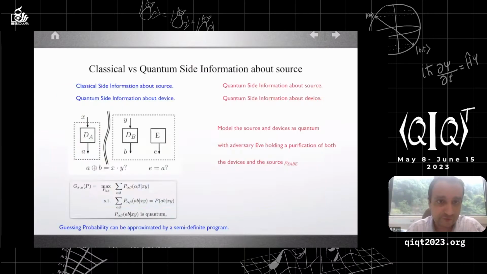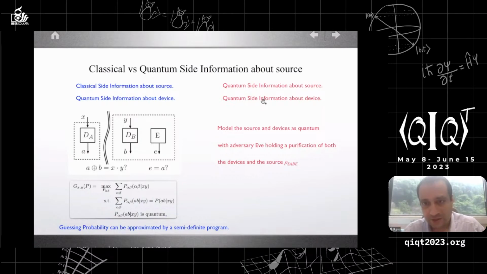In this work, we're going to be talking about quantum side information about the device and classical side information about the source, which means that the adversary holds a quantum system that is correlated with the state of Alice and Bob, but she only has classical side information about the source, which means she only has a classical random variable that she can use to guess the source bits. She doesn't have quantum side information about the source. So that's something to note.